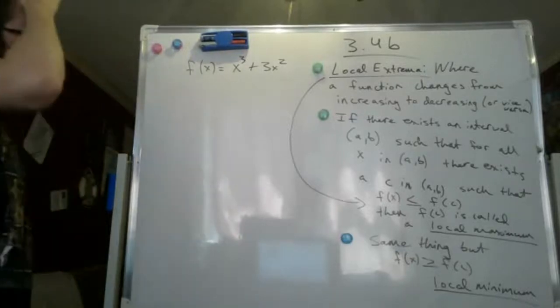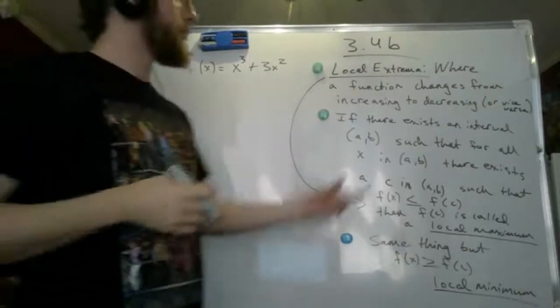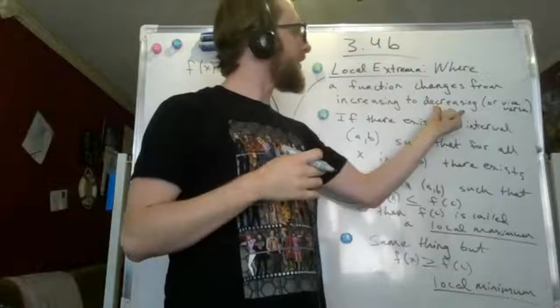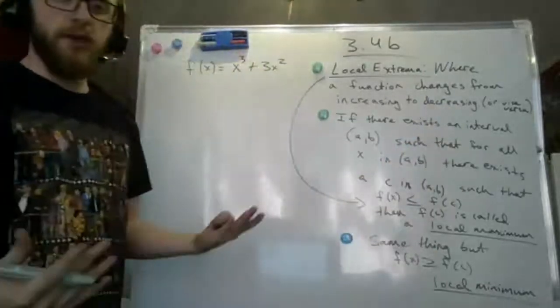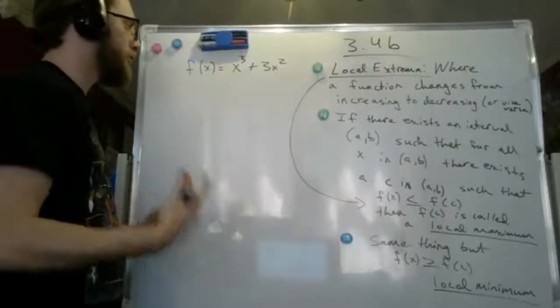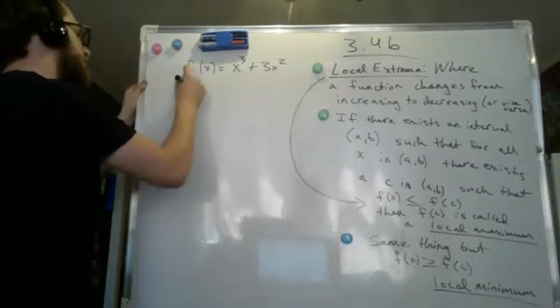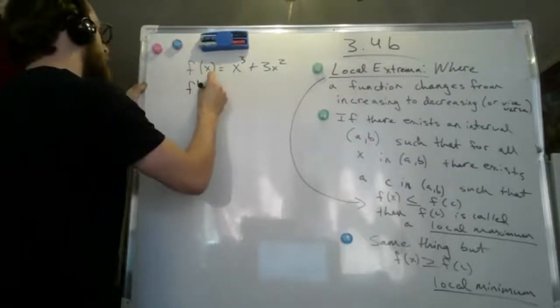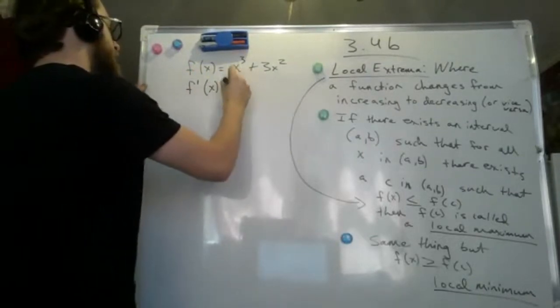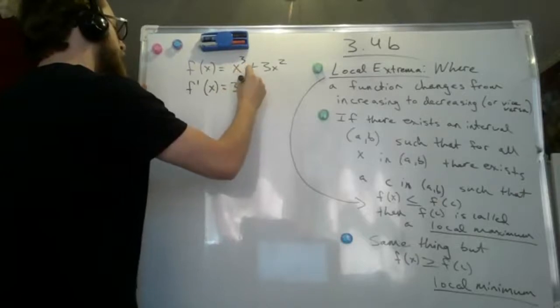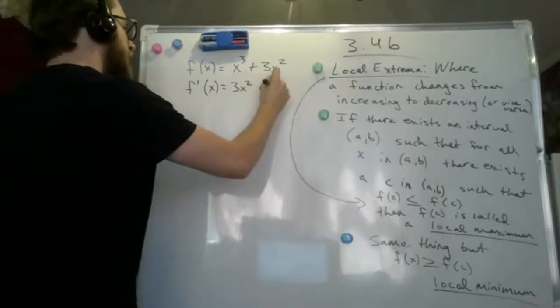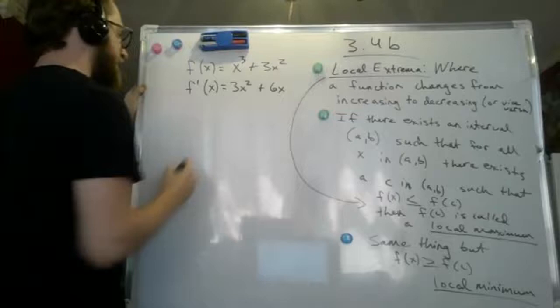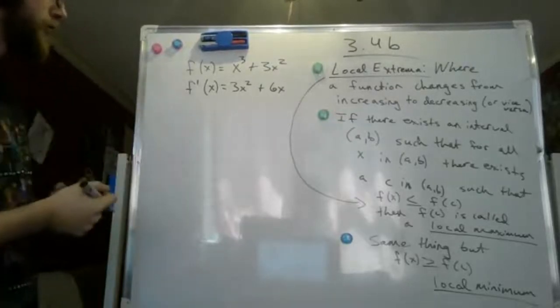Now, as we've found out from looking at where it is increasing and decreasing, in order to do that, we need to talk about the derivative. So let's go ahead and find our derivative. And here we're just using our power rule. So this is 3x squared plus 6x. Okay, so far so good.